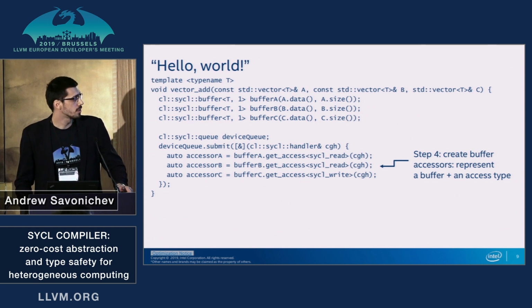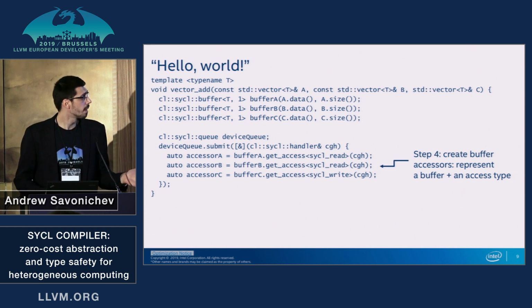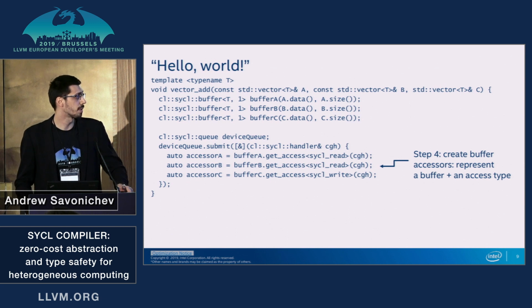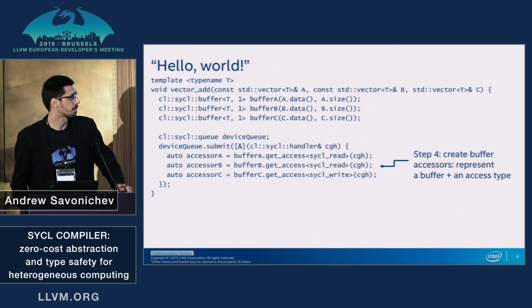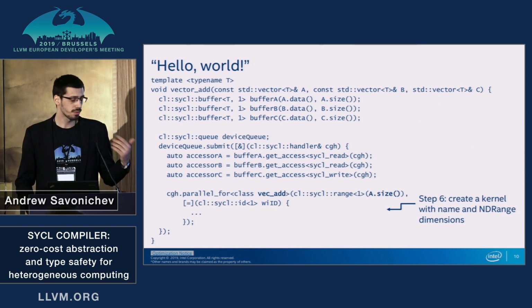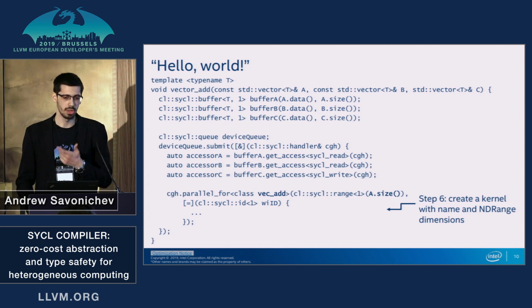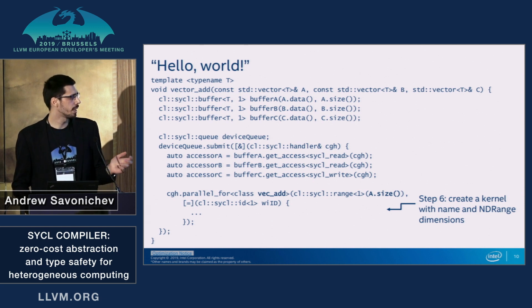So we get access to buffers A and B for read because we are going to read them, and buffer C, where we store the sum of the two vectors, will be our output buffer. The next thing we want to call is parallel for, which will go over the range that we specify, and the range is the whole vector.